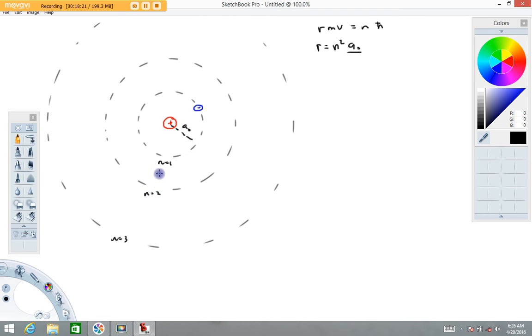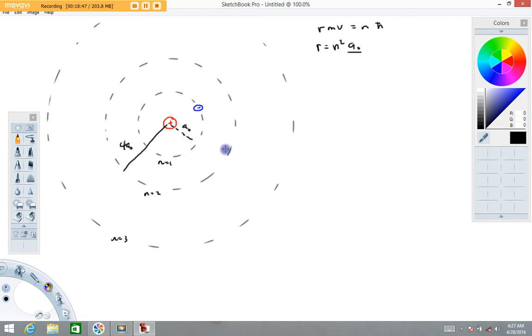The n equals 2 shell would be the orbital distance of 4 a sub o. Now, I should have probably put this quite a bit further out, but the third orbital distance would be this one, which would be 9 a sub o, and so forth. I'm getting that by putting different values of n in: 1 squared a sub o, 2 squared a sub o, 3 squared a sub o, and so forth. And these are the allowed orbits, or the allowed shells, for this electron.